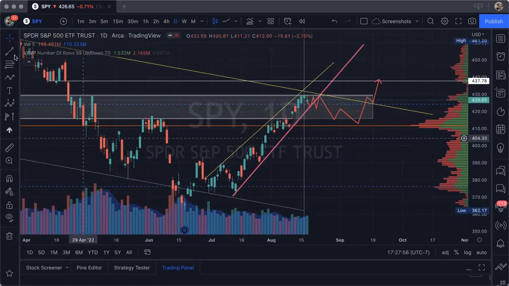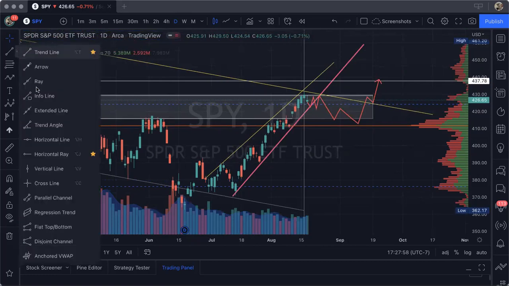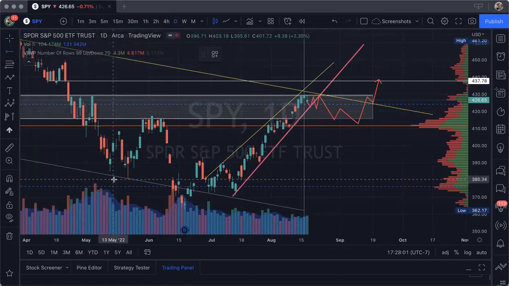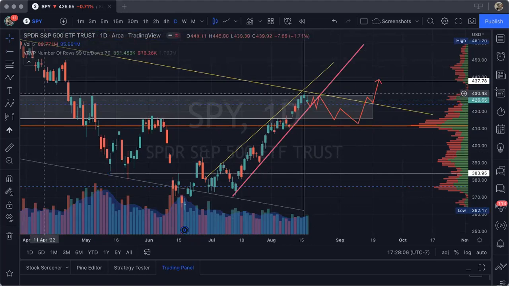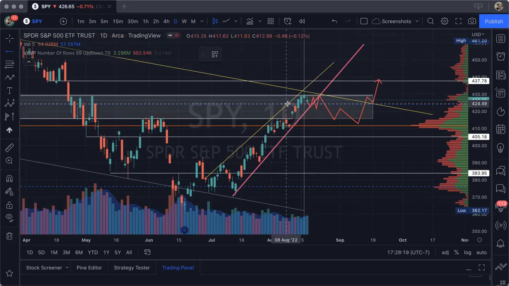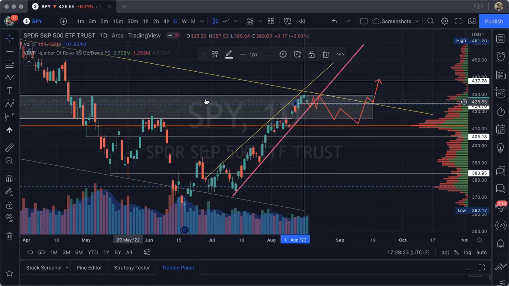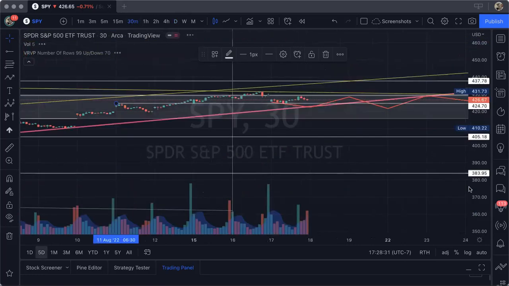All right, so when we go a little bit closer, you can see this has been acting as some solid resistance here. And above us as well, where we just recently closed. So let's go on like a 5-day.